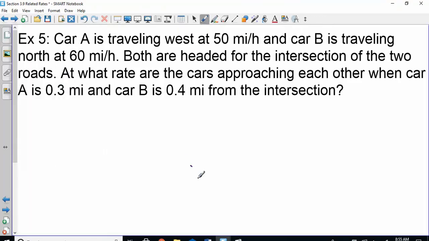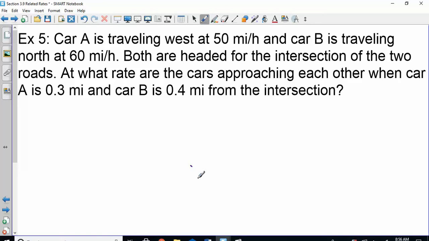To kind of step it up a little bit today, I'll try to give some more thought-provoking questions here. So car A is traveling west at 50 miles per hour, and car B is traveling north at 60 miles per hour. So what should we do?